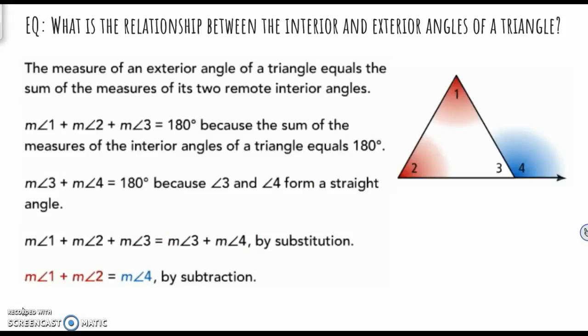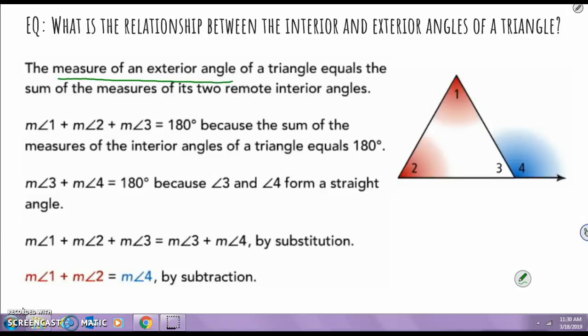So what is the relationship between the interior and exterior angles of a triangle? The measure of an exterior angle of a triangle equals the sum of the measures of its two remote interior angles. So again, the measure of the exterior angle of a triangle equals the sum of the measures of its two remote angles. So in this triangle, measures 1, 2, and 3 equal 180 degrees because that is the sum of the measures of the interior angles of a triangle.